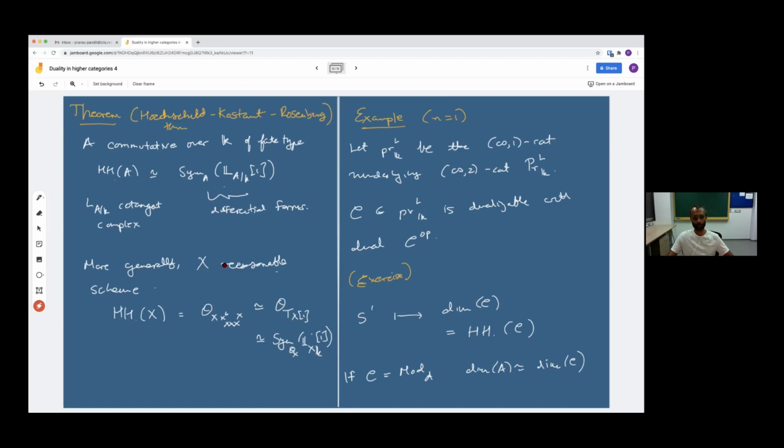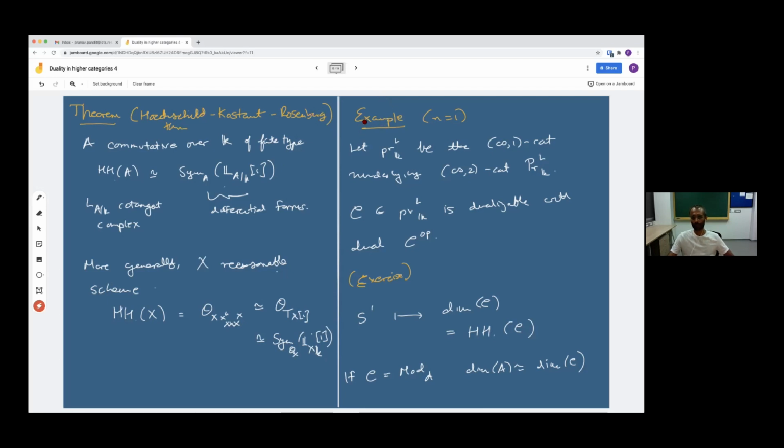And more generally, for any reasonable scheme, the Hochschild homology of X, which is the Hochschild homology of the structure sheaf suitably sheafified, is differential forms on X. And if it's not smooth, then you have to take the cotangent complex instead of the ordinary tangent complex. And there's also a version for spectra, where you have to work with topological Hochschild homology, which is basically the cotangent complex in that context. Okay.